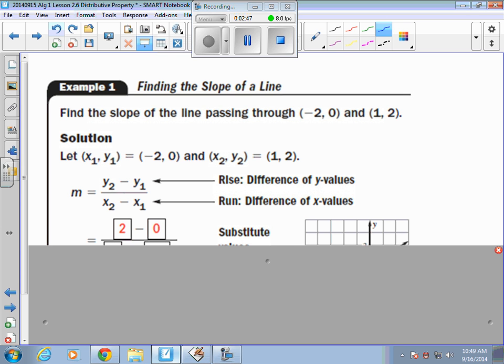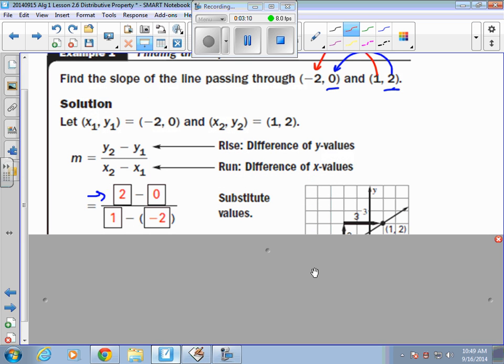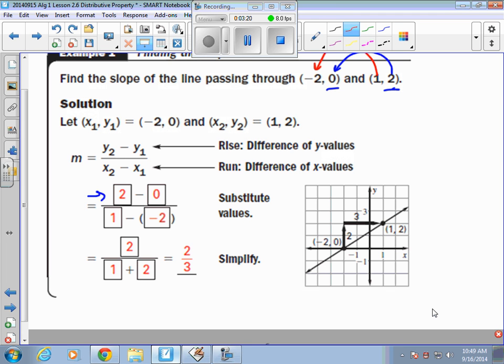Here's example number 1, finding the slope. It says find the slope between (-2, 0) and (1, 2). So y sub 2 is this value: 2 minus y sub 1, which is 0. 2 minus 0, you can see that's what's written right here. Over x sub 2, which is 1, minus x sub 1, which is -2: minus a -2. That's why we did all of that on the bell work today. 1 minus a -2 means 1 plus a positive 2. So 1 plus 2 is going to be 3. 2 minus 0 is 2.